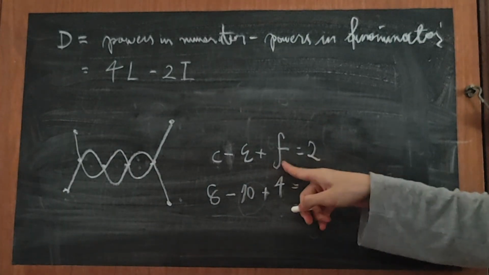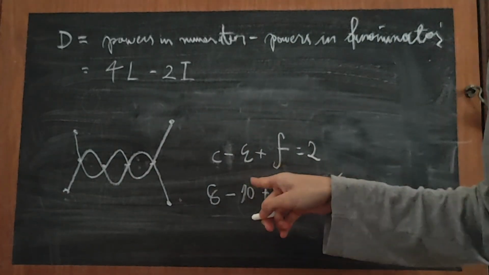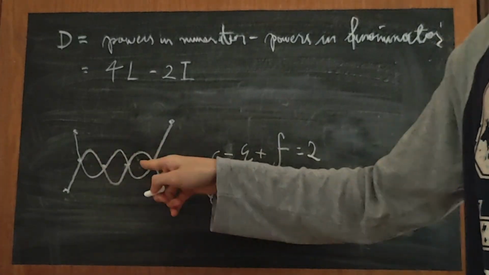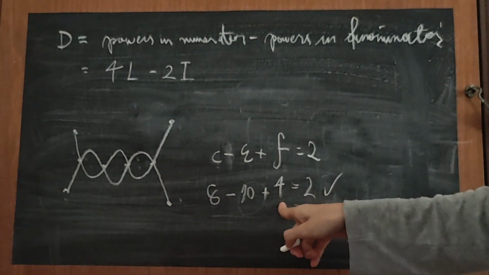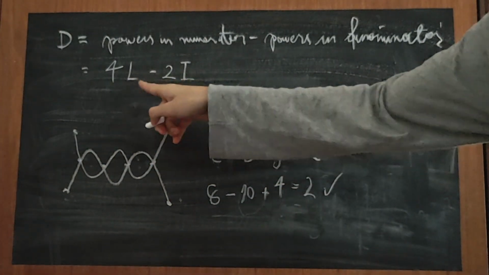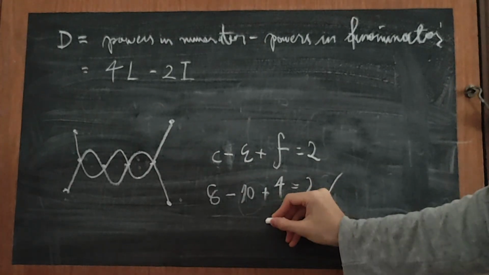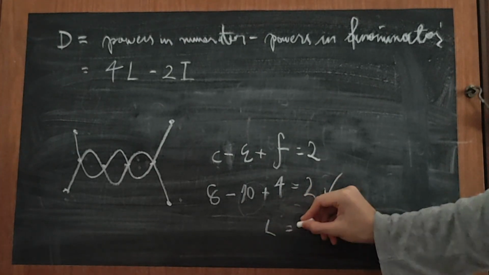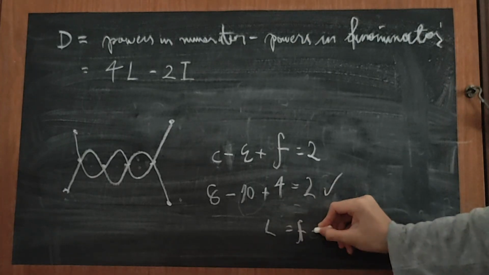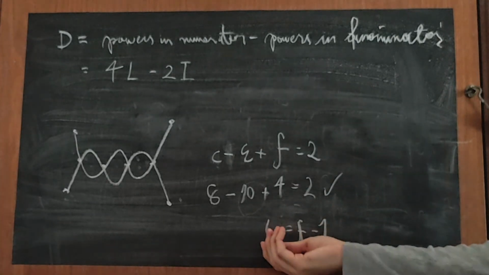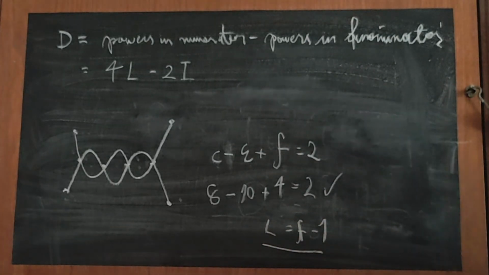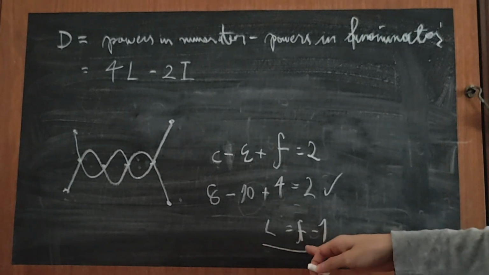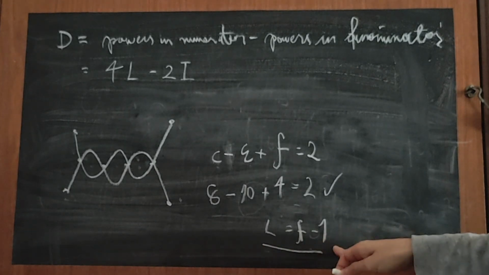So, as we said, the faces are kind of special. You can see that there are 3 loops, but we have 4 faces. So, in fact, the number of loops is equal to the number of faces minus 1. This is an important result. So loops is equal to the number of faces minus 1.